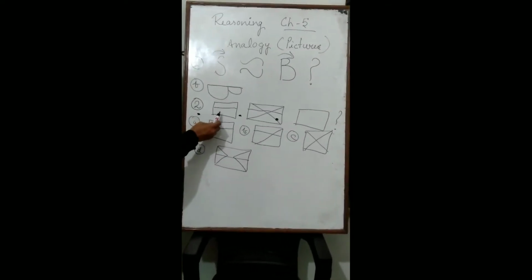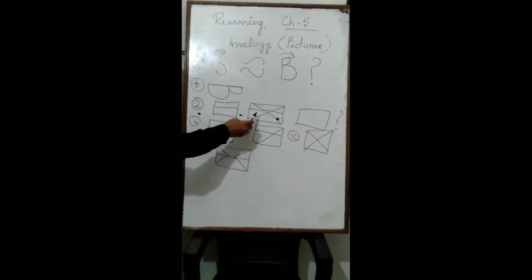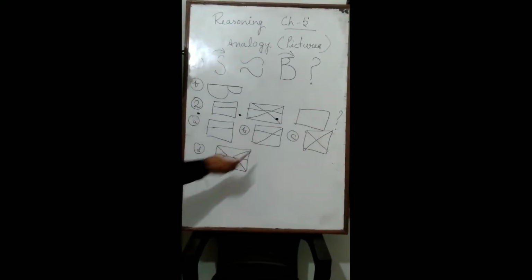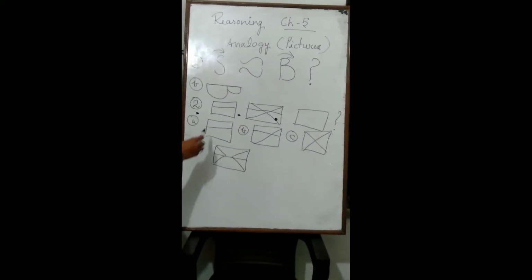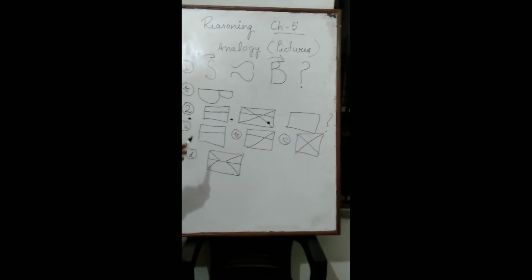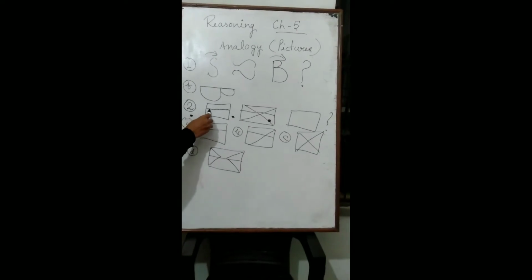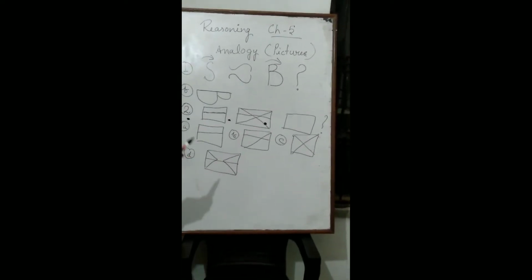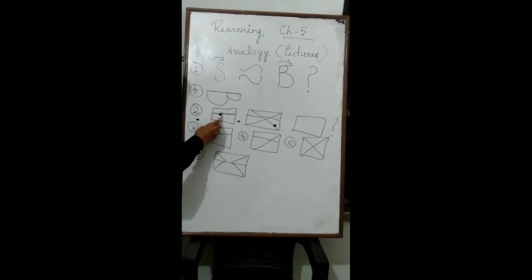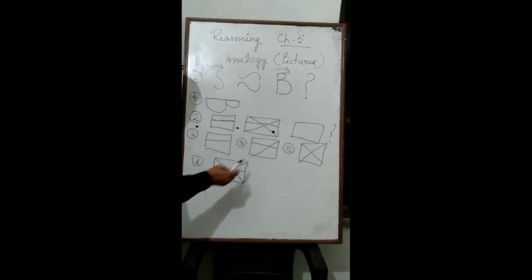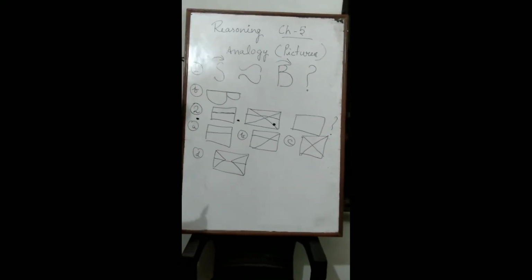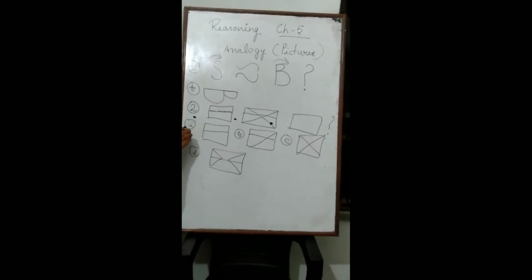Now you can see in the question only one line is there, here 3 lines are there inside the figure, here no line is there. Students, you can see the number of lines is odd. There is an odd number of lines in each and every figure. Like here is 1, here is 3, here is none. So we have to pick the odd number of lines in the figure. So option A is right.